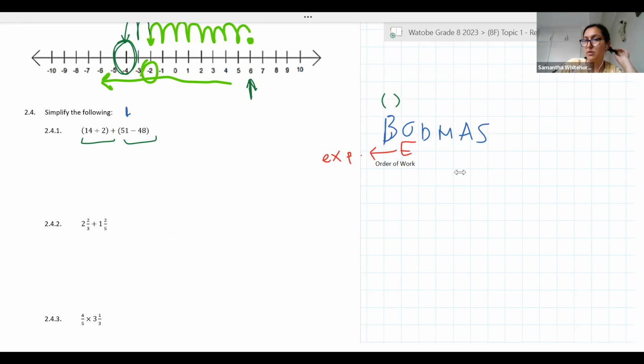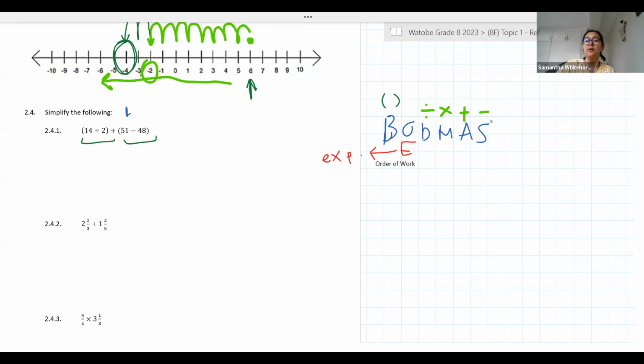Masecha, what do they represent? Ma'am, they represent D stands for division, M stands for multiplication, A stands for addition, and S stands for subtraction. Good. Excellent. Well done.